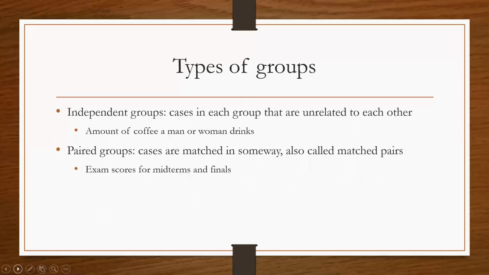Then you have paired groups, where they are matched in some way, and this can also be called matched pairs. That's how it was presented a lot when I took the class. An example of this is your exam scores for your midterm and your final. You can predict how you're going to do on the final based on how you did on the midterm.